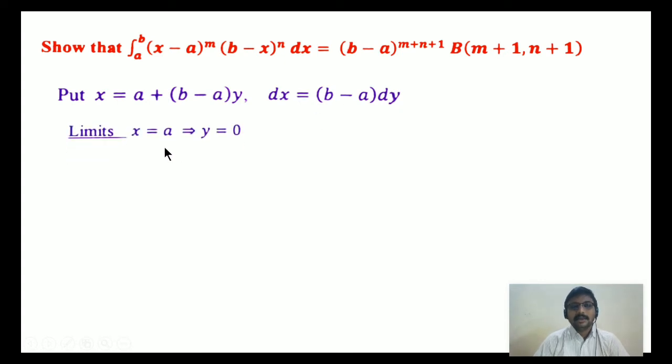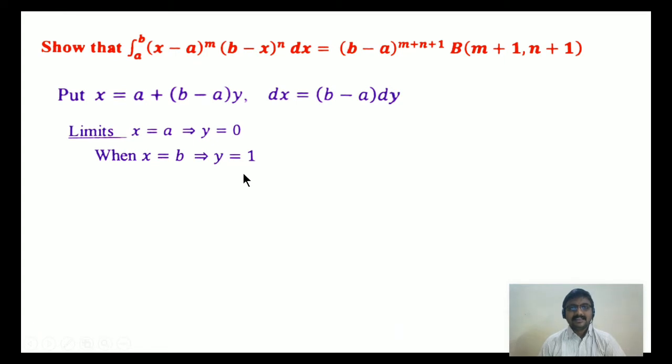Now the limits. When x equal to a, that is the lower limit, the y value becomes 0. Substituting x equal to a here, clearly a gets cancelled, b minus a into y is 0, which implies that y is 0. When x equal to b, substituting x equal to b, we will have b minus a is equal to b minus a into y. Clearly b minus a gets cancelled, so that the y value is 1. These are the new limits, y equal to 0 and y equal to 1.